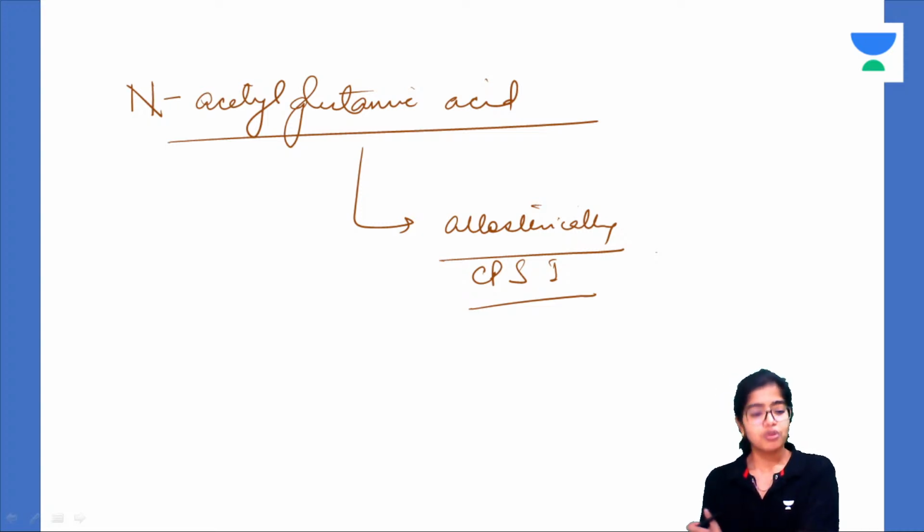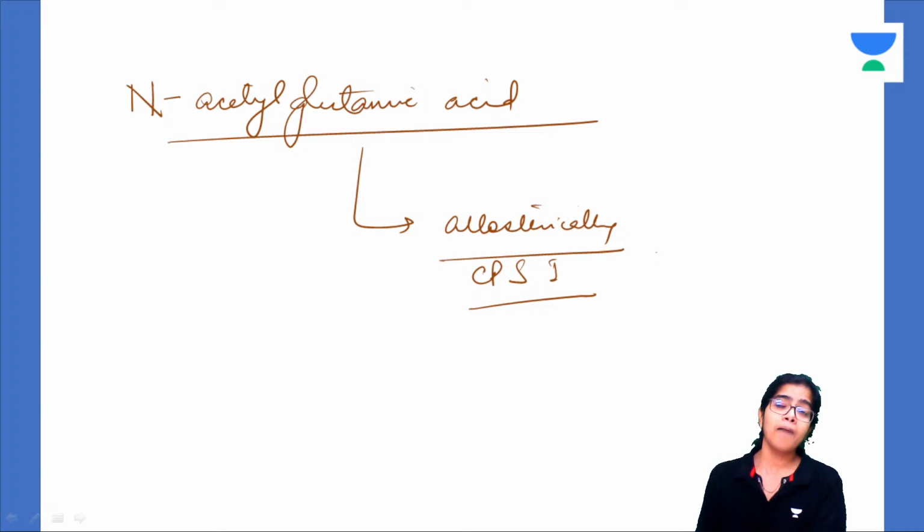And what was the amino acid that was conjugating with ammonia? That was glutamate. N-acetyl glutamic acid is going to allosterically activate carbamoyl phosphate synthetase 1, and glutamate is going to combine with ammonia to prevent free ammonia from getting transported into the blood and causing toxicity. Understood this or not?